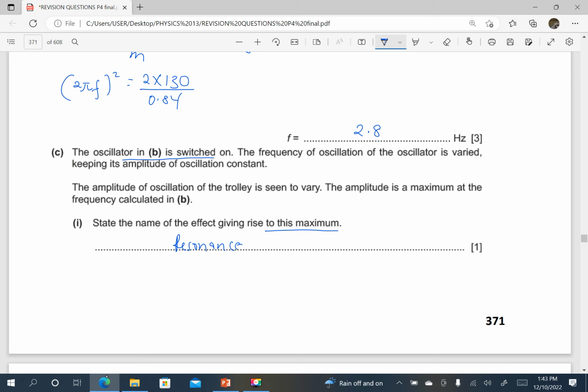When the driving frequency matches with the natural frequency, the system absorbs maximum energy and vibrates with the maximum amplitude. We say resonance has occurred.